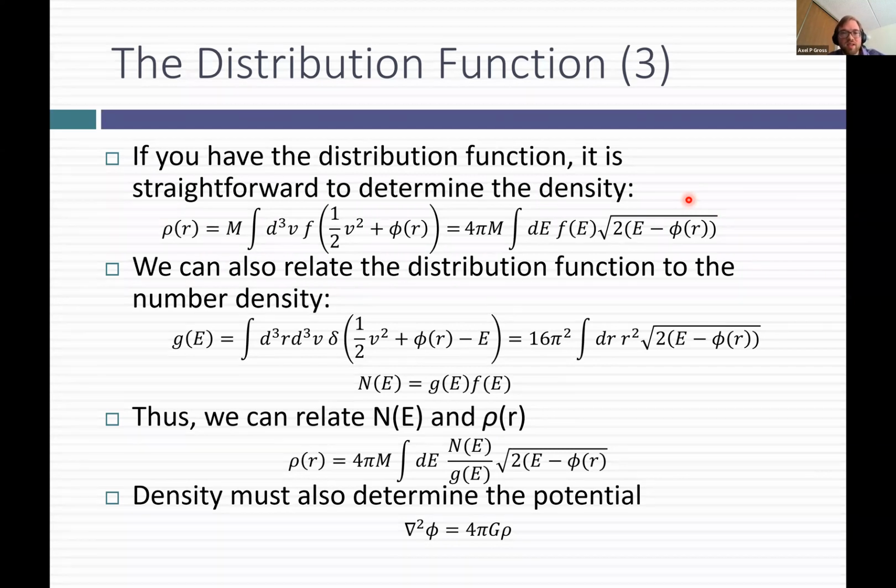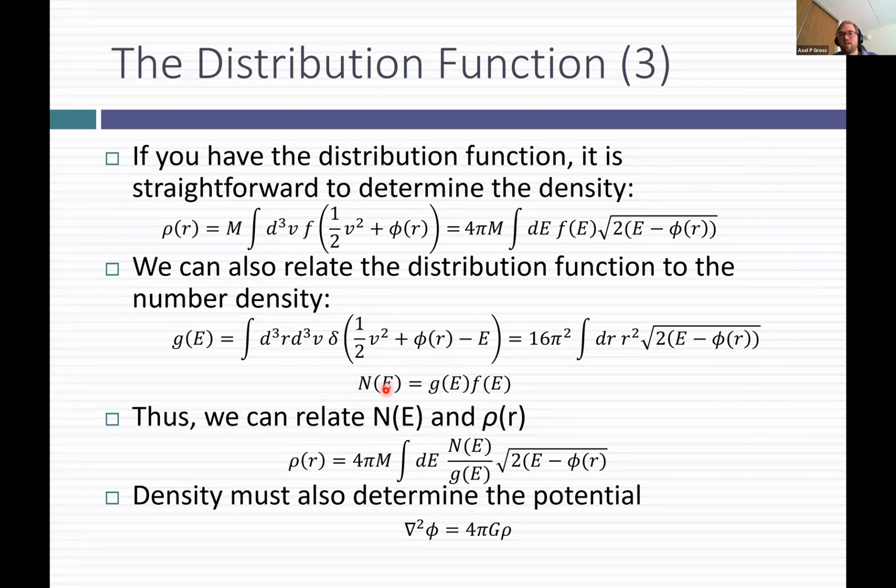We can also relate the distribution function to the number of particles per unit energy, N of E, by the density of states. You just count the number. The distribution function is the probability that a state of energy E is occupied by a particle. So if you count the total number of states, you get the number of particles of energy E. Once again, you integrate over your box, with the condition that you're looking for states of energy E, and you use the delta function to do the velocity integral, and you get an expression for your density of states. This lets us calculate the number of particles at a given energy.